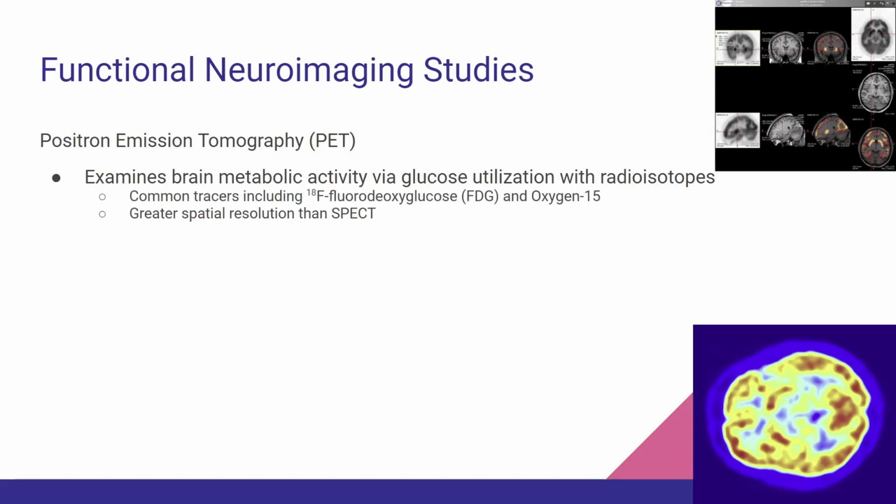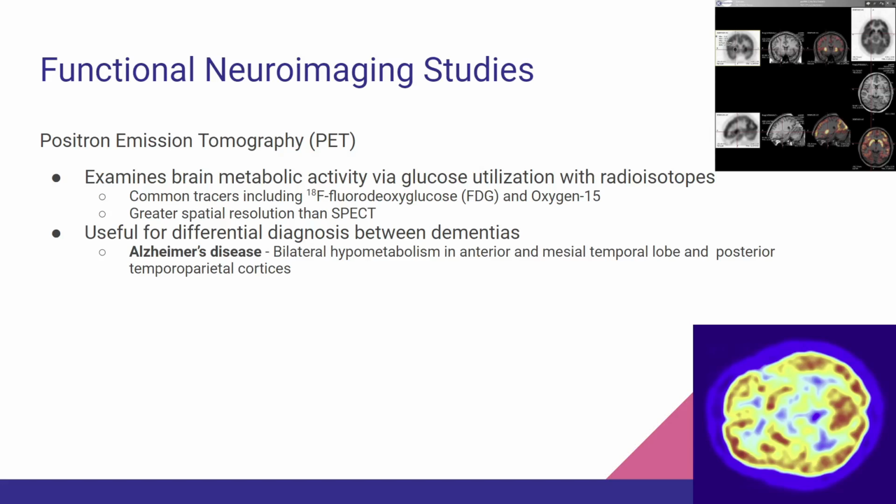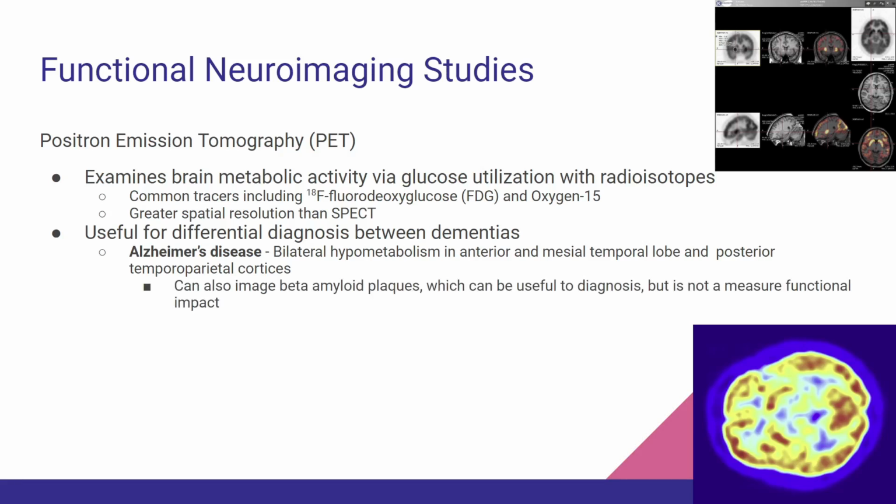And these tend to provide greater spatial resolution than SPECT imaging. And it can be useful for diagnosis between dementias. So for example, Alzheimer's disease tends to present with bilateral hypometabolism, or lower metabolism, in anterior and mesial temporal lobe areas and posterior temporoparietal cortices. Additionally, it can be used to image beta amyloid plaques, which can be useful for diagnosis but doesn't actually measure the functional impact of the pathology. So that pattern with Alzheimer's disease can contrast with frontotemporal dementia, which shows frontal and anterior temporal hypometabolism.